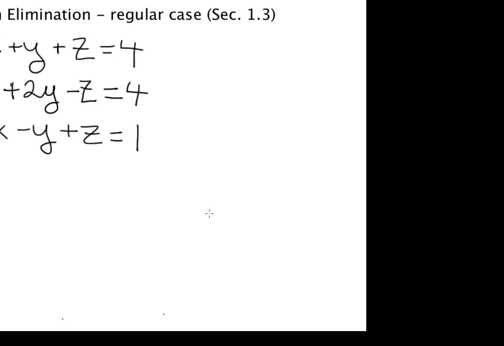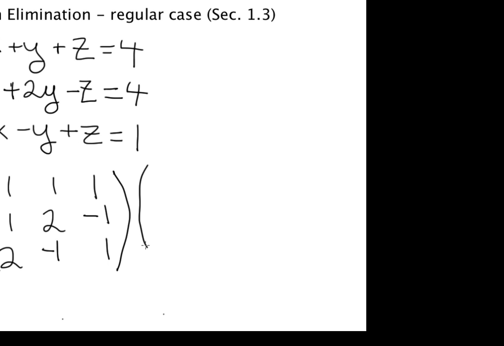So let's do a 3-variable example. The first thing to do is to convert this into a matrix equation, which is easy enough. [1, 1, 1; 1, 2, -1; 2, -1, 1]. That's the coefficients on the left. That times x, y, z is equal to 4, 4, 1.